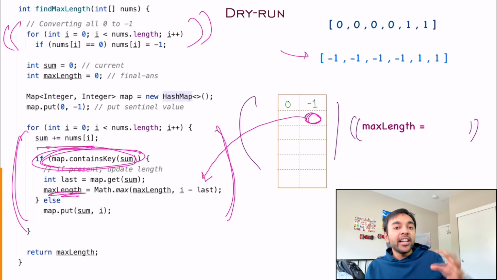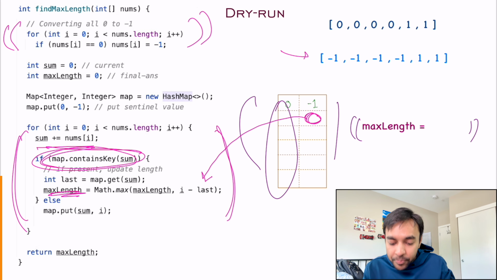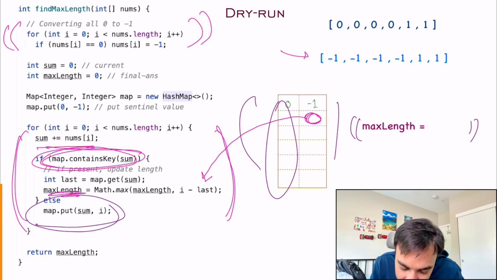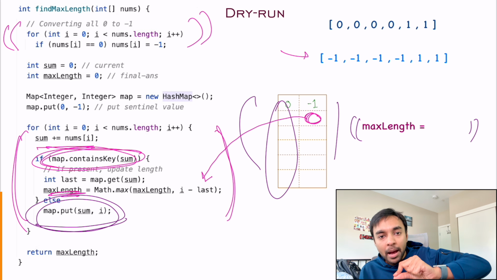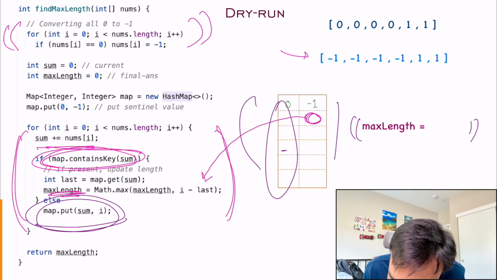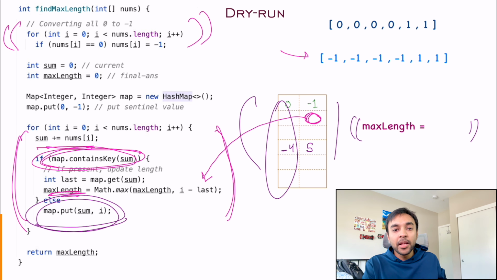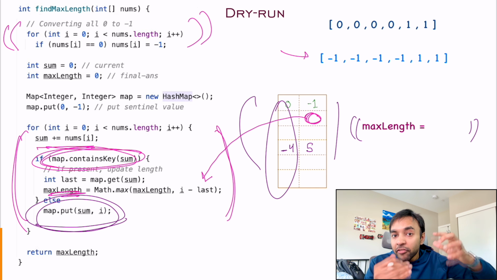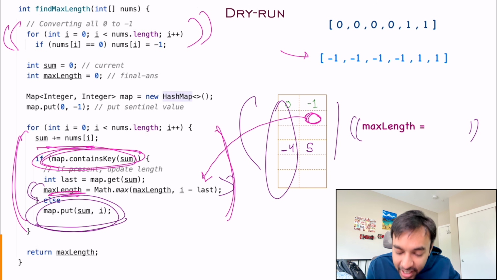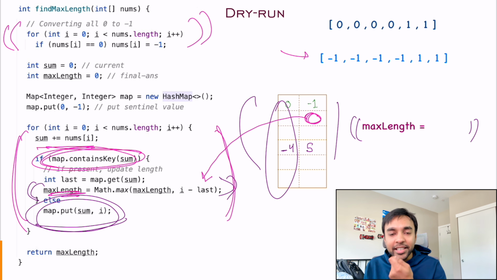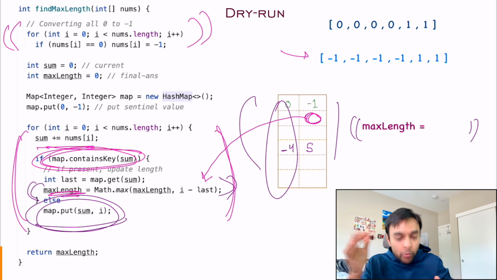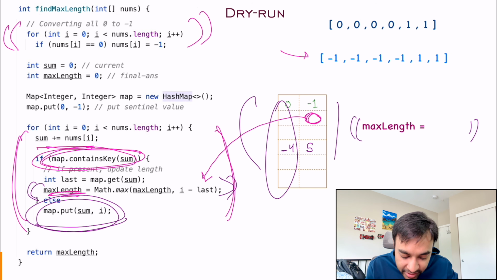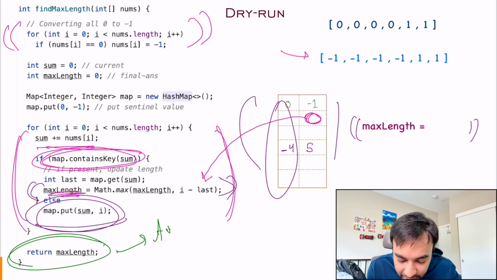If you did not find this particular sum in your hash map, then what do you do? You simply put this sum along with the position in your map. For example, if you found the sum -4 at position 5, just add it in your map. This keeps populating your hash map and also keeps updating the max length any time you find a value that is repeating. So all in all, your loop completes, and when everything ends, you just return max length as your answer.